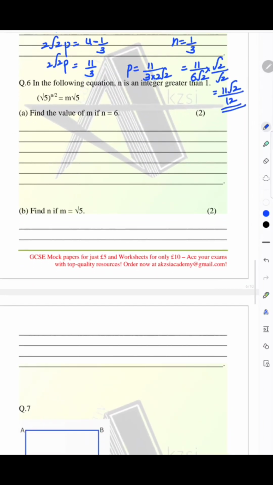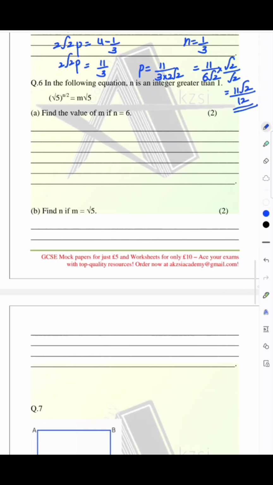In the following equation, n is an integer greater than 1. Root 5 whole to the power of n by 2 is equal to m root 5. Find the value of m if n is equal to 6. Simple, you just need to substitute the value of n as 6. So root 5 whole to the power of 6 over 2 is equal to m root 5, or root 5 to the power of 3 is equal to m root 5.